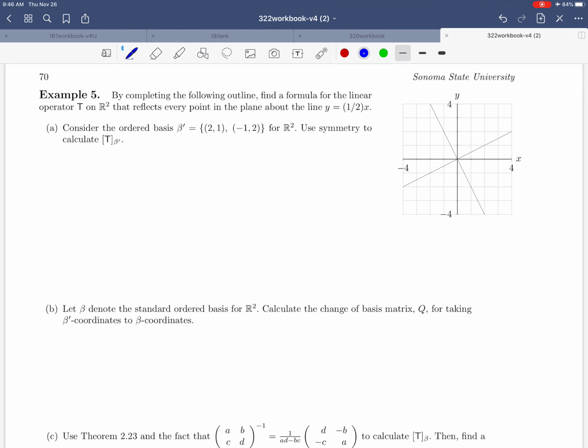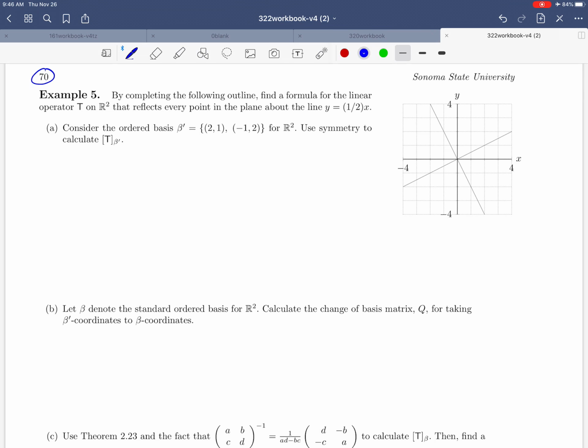Hello everybody, and welcome to example 5 on page 70. This is going to be an example demonstrating how we can use the previous theorem that we talked about to come up with a formula for a linear transformation. Okay, so let's read this together.